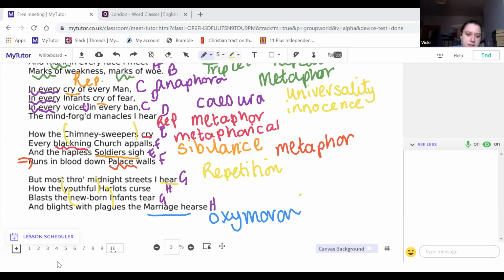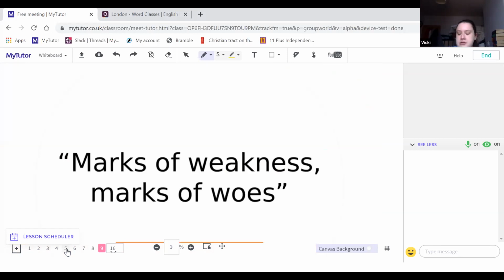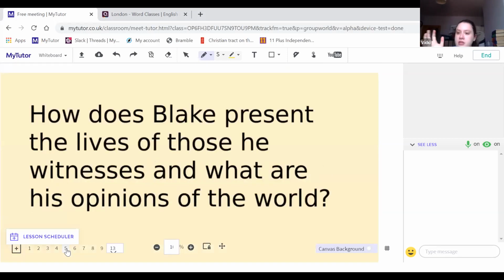Right. Okay. So, where have we got to with this? Right. So, what I was going to do is have a go at exploding the quotes, but I'm a little bit worried about the time that we've got. So what I will do is show you the question. How does Blake represent the lives of those he witnesses, and what are his opinions of the world? So that's the question I'm going to be answering. Obviously, you guys have to compare with another poem, but it is really difficult to do all of that in one lesson because there's different poems that go together with different things. I'll give you some suggestions as to what sort of poems you might want to use.